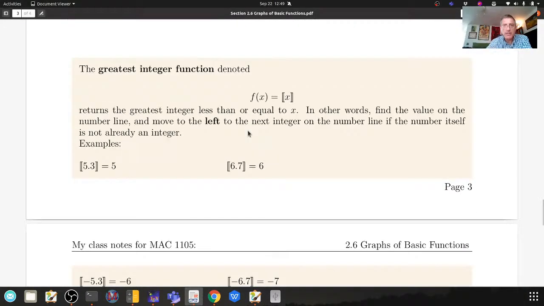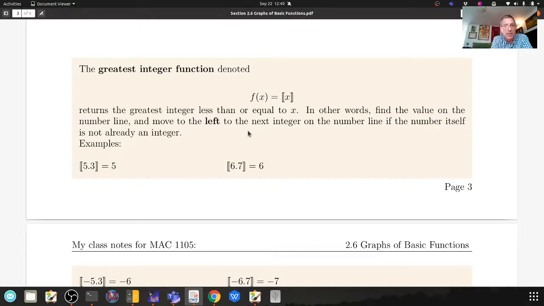So the greatest integer function returns the largest integer less than or equal to x. In other words, to find the value on the number line, move to the left to the next integer on the number line if the number itself is not already an integer.